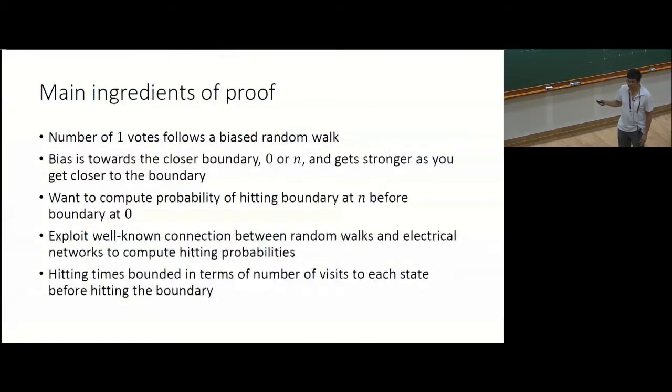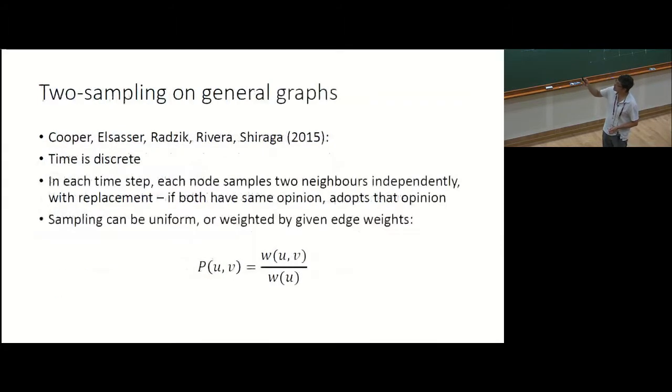Okay, and the proof for the complete graph is pretty straightforward, and it relies basically on noticing that what happens is a biased random walk. Away from the center, it's biased towards whichever corner you are close to. So that was for the complete graph. And again, the general graph version of this was studied by Cooper, Elsasser, and Racek, and a couple of different authors.